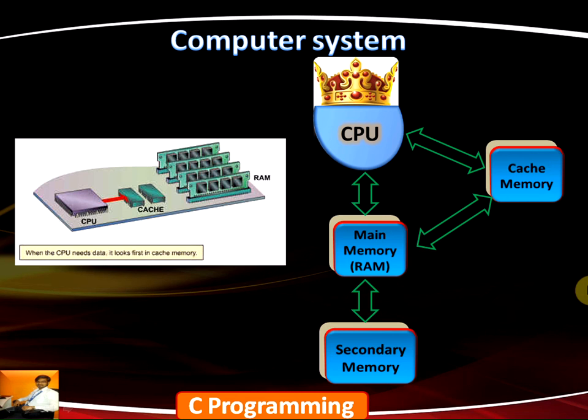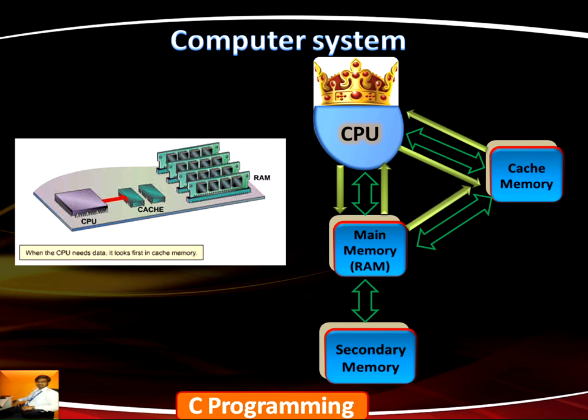Let us now check out how these devices communicate with one another. Whenever the CPU needs an instruction or a data item, it checks first in the fastest device, that is the cache memory. If the instruction is found, the cache memory provides it to the CPU and the CPU executes it. In case the requested instruction is not present in the cache memory, the CPU checks the main memory, and the main memory provides one copy to the CPU and another copy to the cache memory, which could be useful for future use.